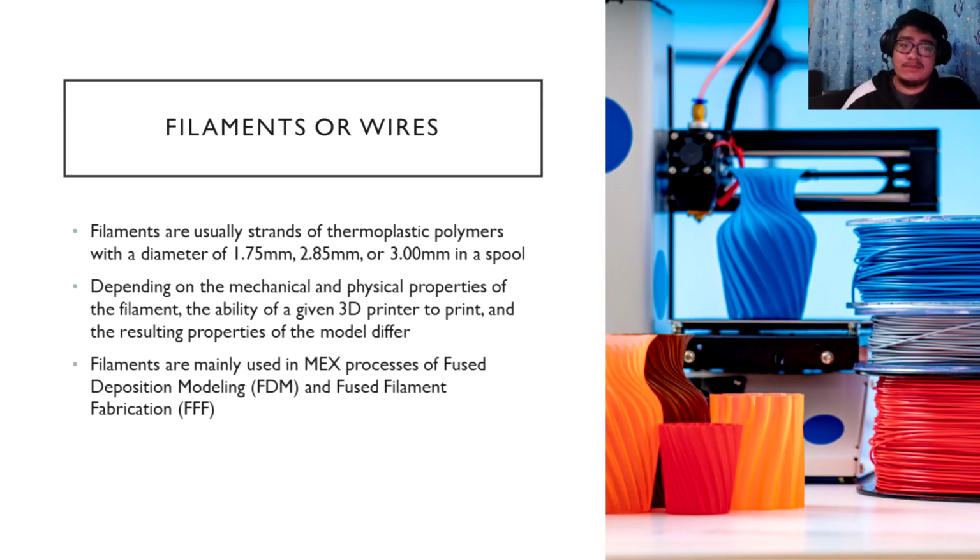Another type of polymer shape is filaments. Filaments are usually strands of thermoplastic polymers with a diameter of 1.75, 2.85, or 3 mm, which is wound in a spool. Depending on the mechanical and physical properties of the filament, different properties can come out from the 3D print. These filaments usually use MEX, material extrusion, processes such as fused deposition modeling and fused filament fabrication.